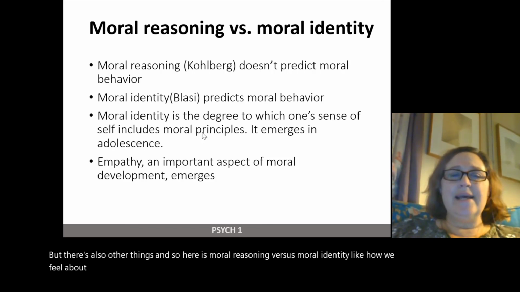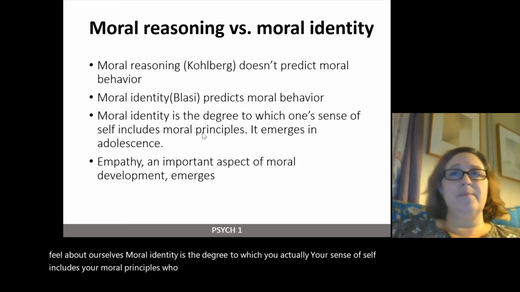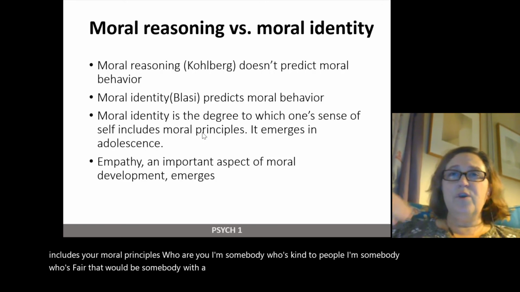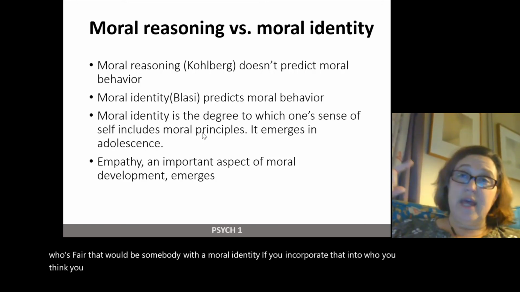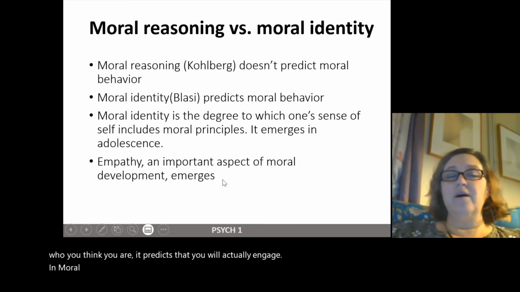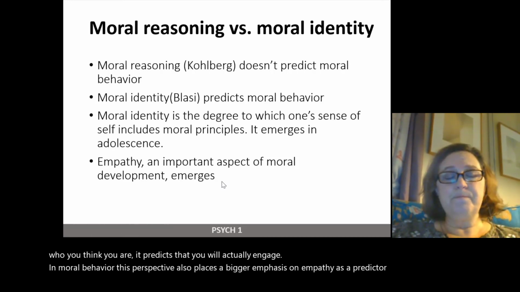Moral identity is the degree to which your sense of self includes your moral principles. Who are you? I'm somebody who's kind to people. I'm somebody who's fair. That would be somebody with a moral identity. If you incorporate that into who you think you are, it predicts that you will actually engage in moral behavior. This perspective also places a bigger emphasis on empathy as a predictor of moral behavior.